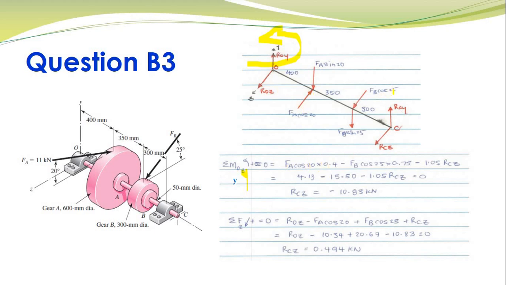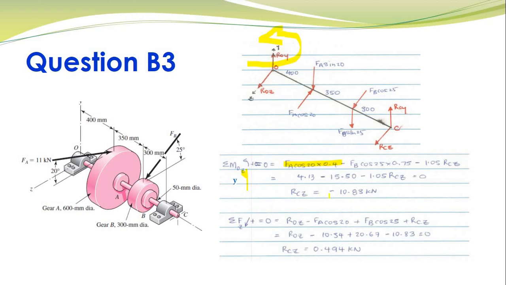Next we have Fb cos 20, which is going to cause a moment in the clockwise direction, so we have a negative. And then finally Rcz is going to cause a moment in the clockwise direction, again minus. So we calculate these values. 11 cos 20 times 0.4, you get a value of 4.13. 22.81 cos 25 times 0.75, you get a value of 15.58. Since it's in the clockwise direction, don't forget to put that negative sign.